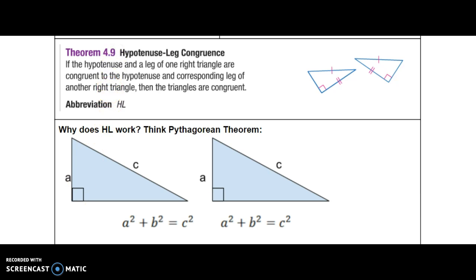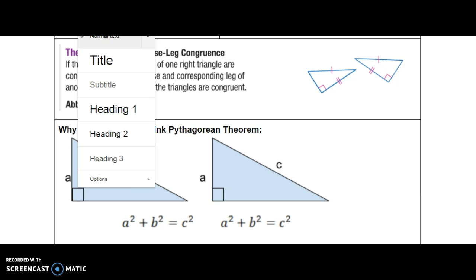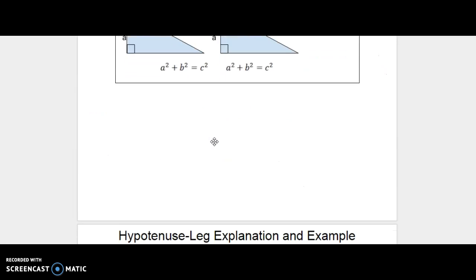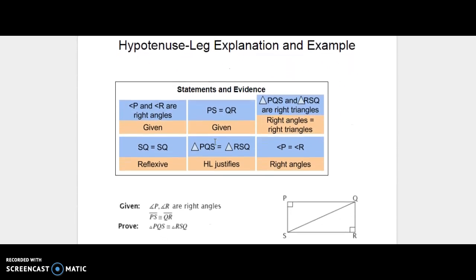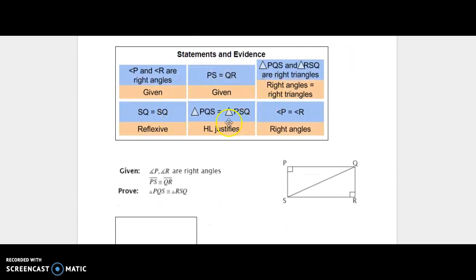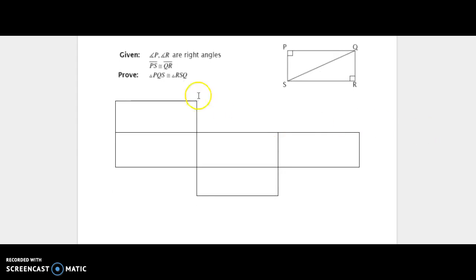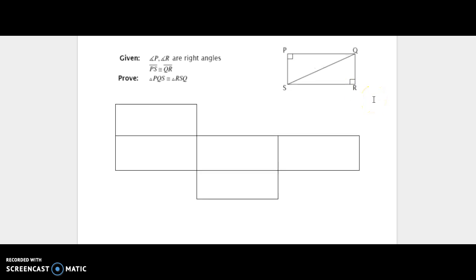I'm going to zoom out for a minute so you guys can see everything that's happening here. We're going to go through an example. We have our statements and our evidence, and this is the actual proof. We're given that angles P and R are right angles, PS is congruent to QR, and we need to justify that these two triangles, PQS and RSQ, are congruent.